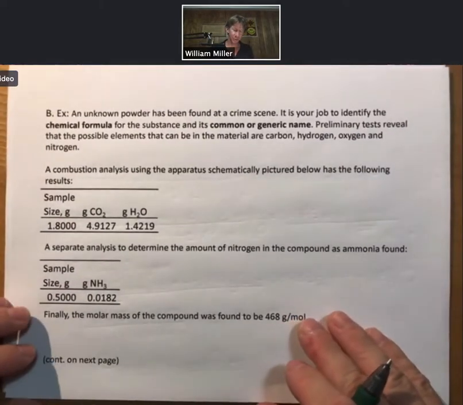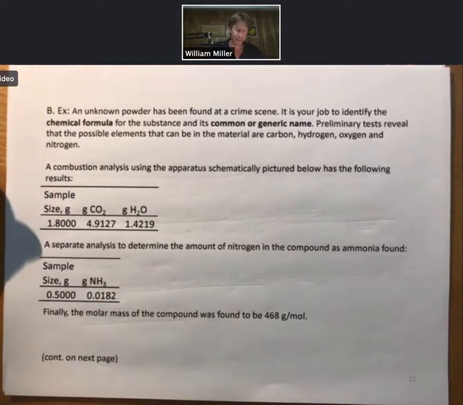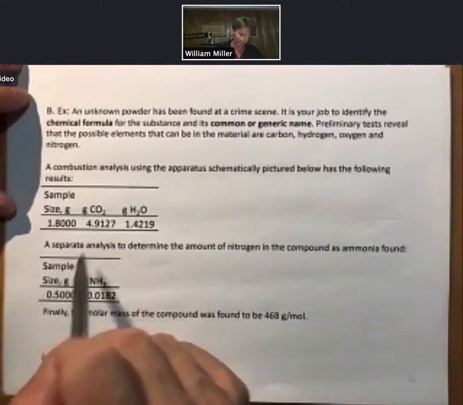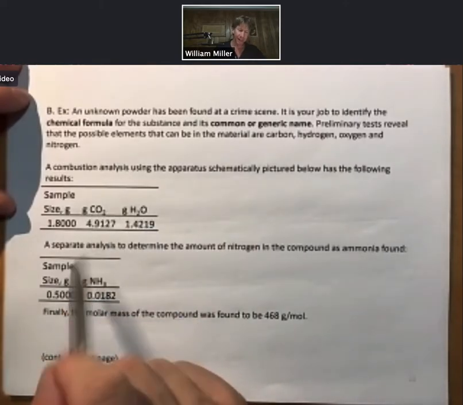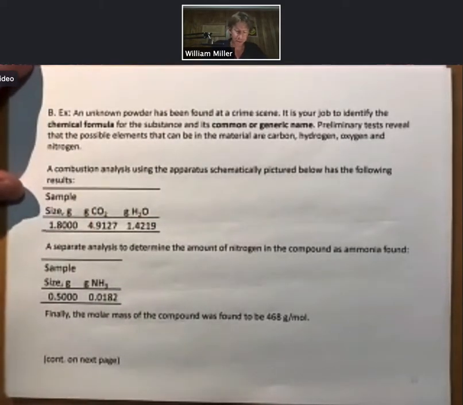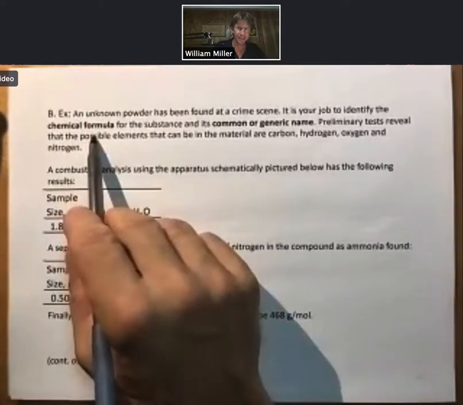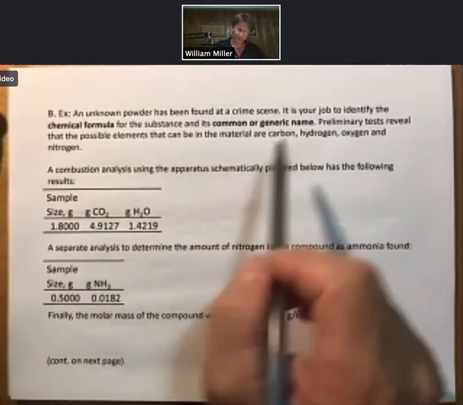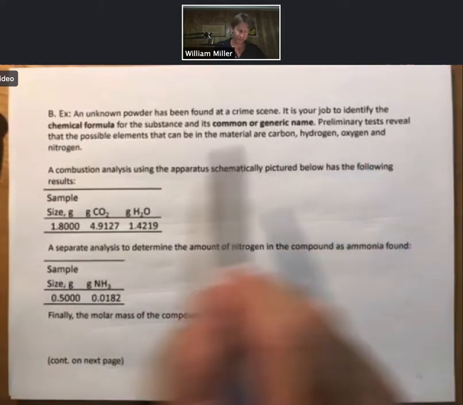Finally, we will now work the most complicated combustion analysis problem that we can handle. You'll note that this has two different sample sizes and grams of carbon dioxide, H2O, and ammonia. It's an unknown powder that has been found at a crime scene. It is your job to identify the chemical formula. Chemical formula is another word for molecular formula, and for the substance and its common or generic name. Preliminary tests reveal that the possible elements can be carbon, hydrogen, oxygen, and nitrogen.